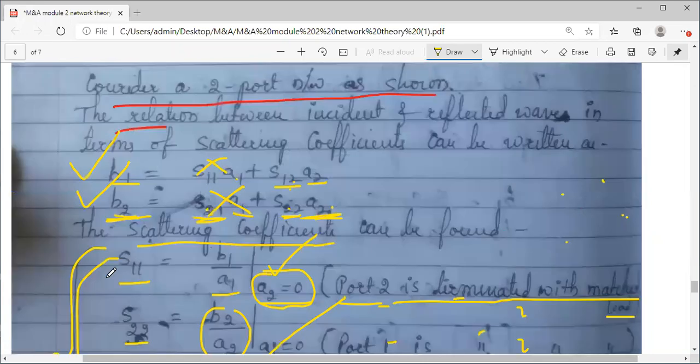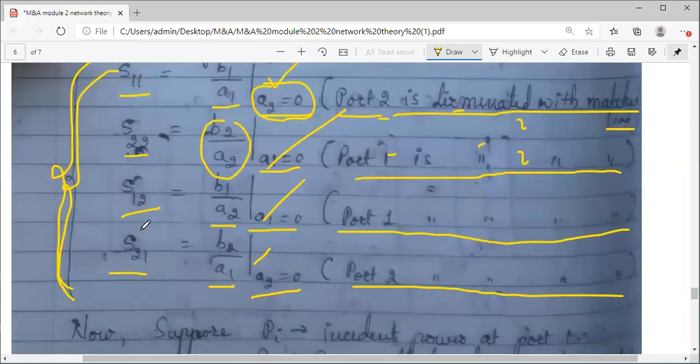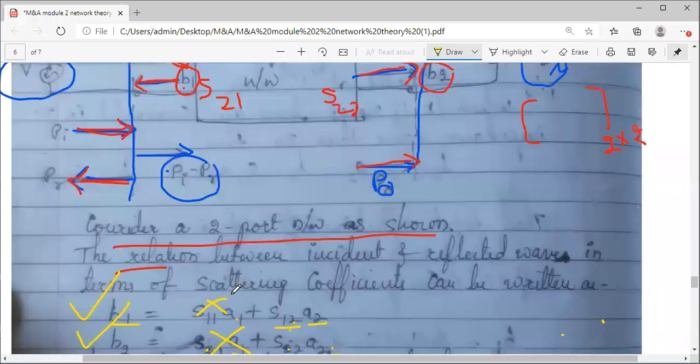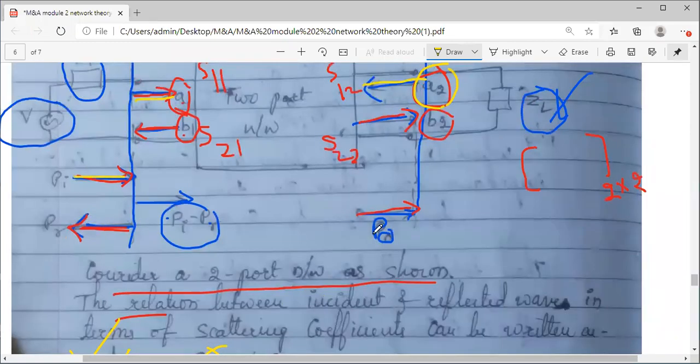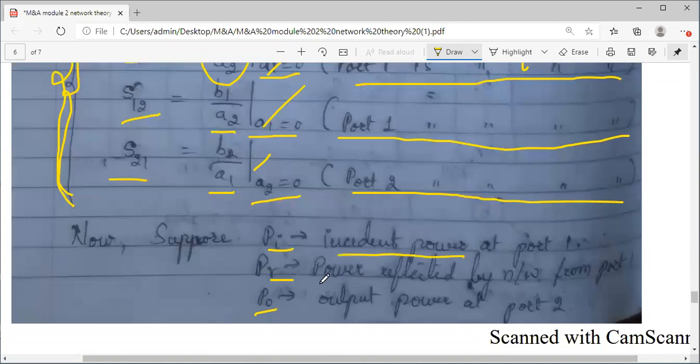Coming to the different losses, let us study each loss one by one. We have listed 4 different losses. You come across basically 4 different losses in a transmission line. Let me take one by one. What are PI, PR and PO? Already in this circuit we have taken PI, PO and PR. You already know these values: input incident power, reflected power and output power.